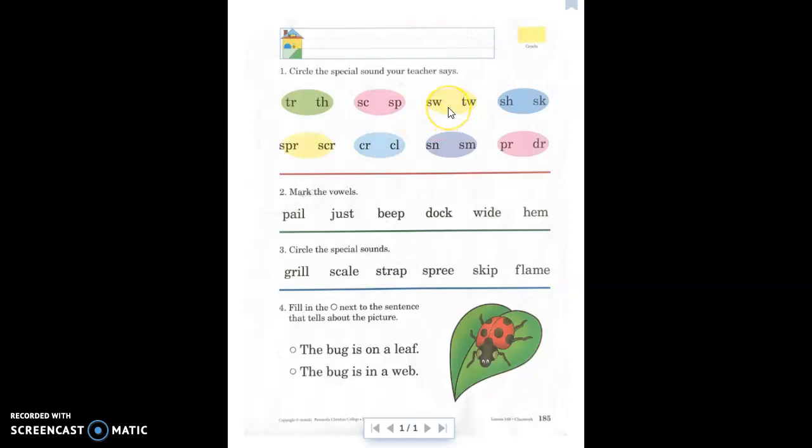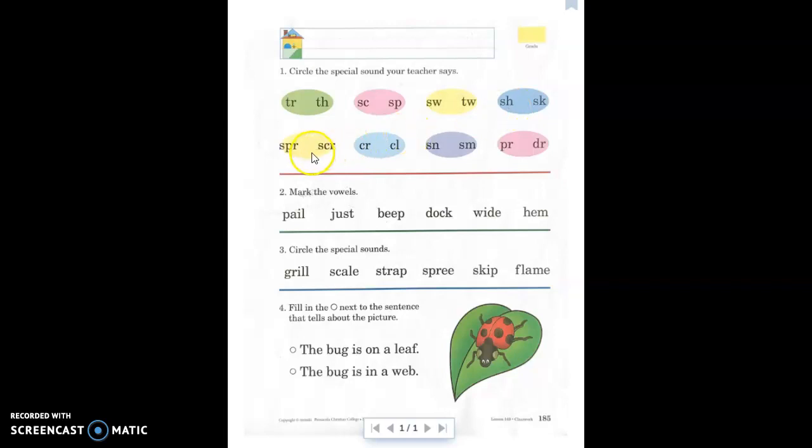In the yellow oval, I need you to circle the blend that says tw, like in twin. Going to the blue oval, you need to circle the digraph that says sh, as in sheep. Circle the digraph that says sh, like in the word sheep.